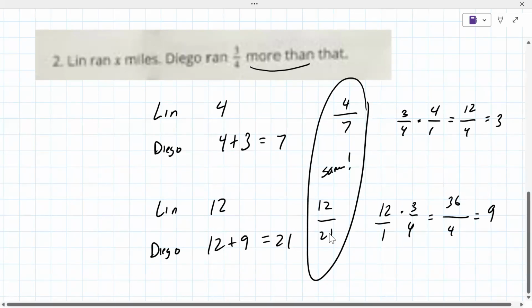Okay, and if you're wondering how, you just divide 12 and 21 by 3. 12 divided by 3 is 4. 21 divided by 3 is 7, like that. Okay, so it doesn't matter what number you pick, you get the same ratio.